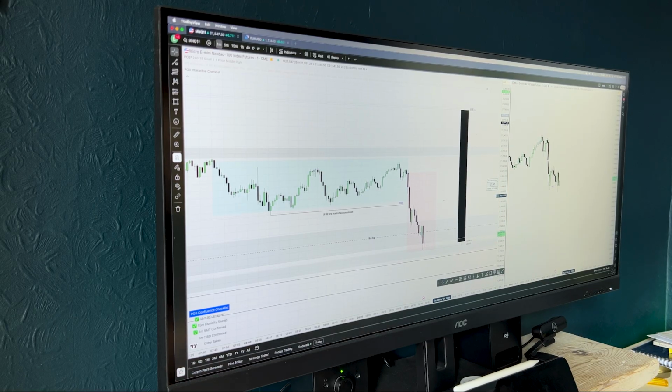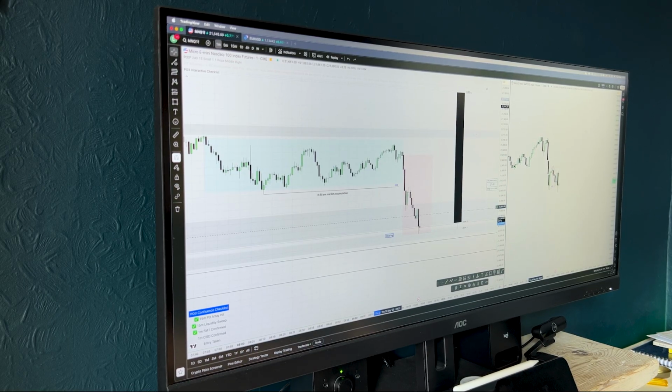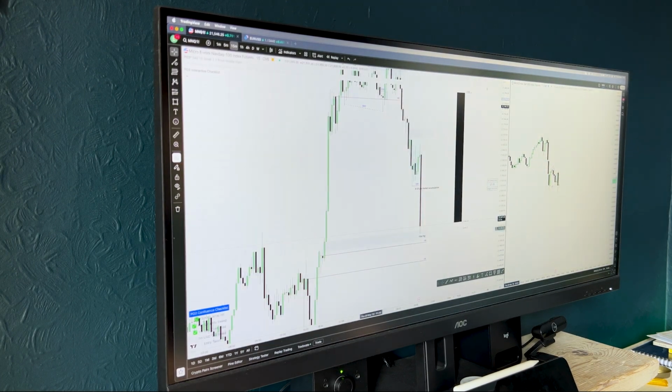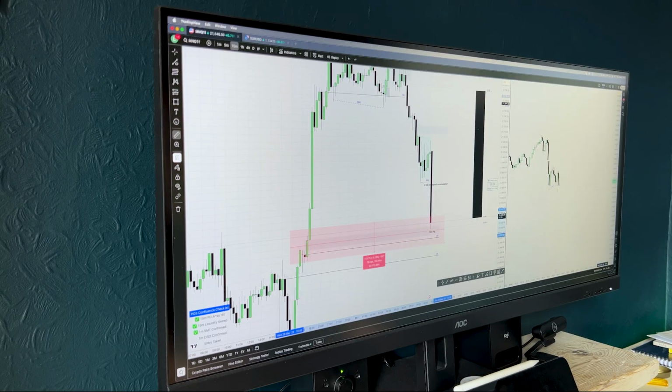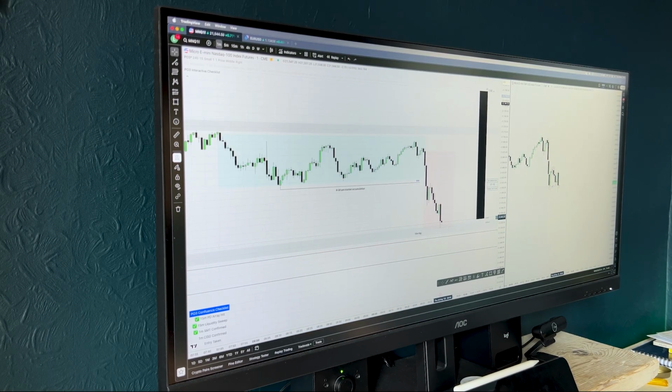We're currently manipulating into a 15-minute fair value gap. So we've smashed through the first one, which is fine. There's now a second fair value gap underneath it, which you can see here in this red box. So that's kind of now my target.